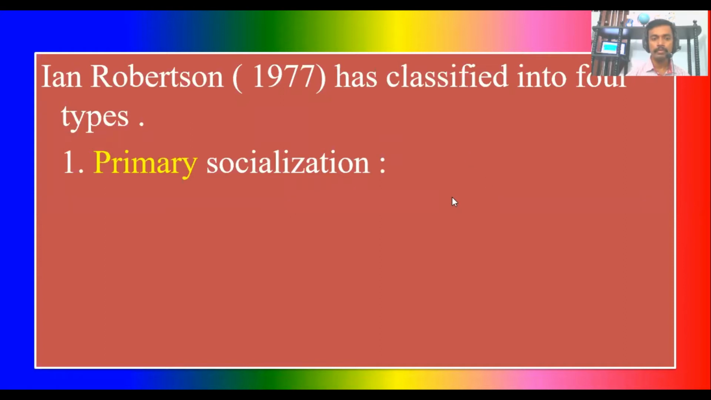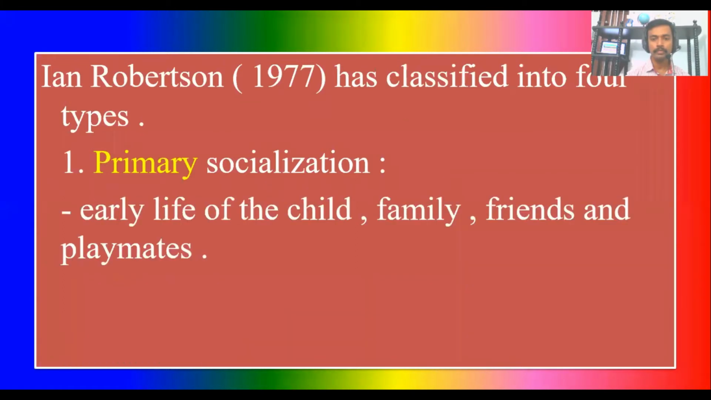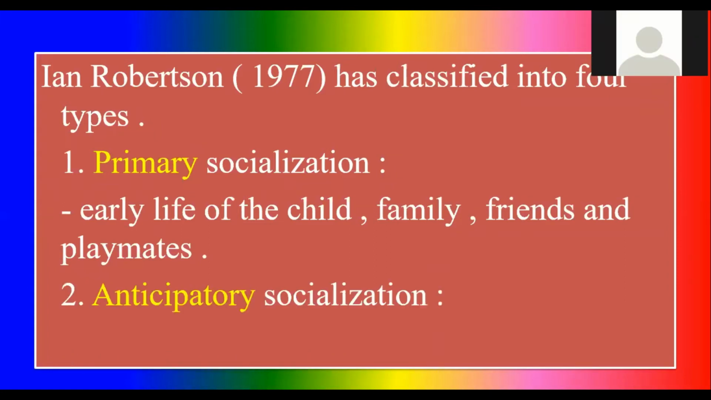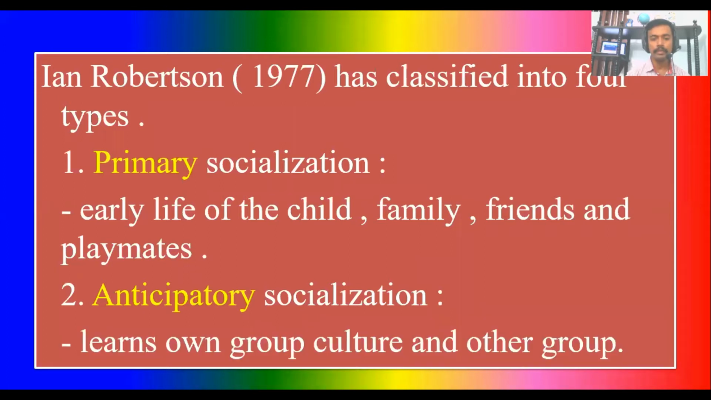According to Ian Robertson, first type, primary socialization, which is in primary group level, mainly early life, mainly childhood, in family, friends, playmates. Second, anticipatory socialization, learn own group culture and others.